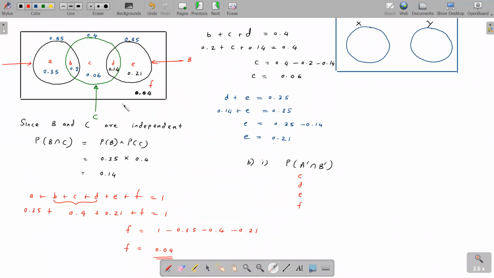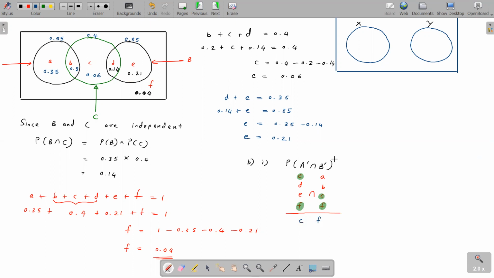B dash is outside circle B. Outside circle B, the regions are A, B, C, and F. Okay, so intersection of both of them. Intersection means a common thing. So what's common to both of them? We can see region C is common. C is common, D is not common, E is not there, F is common. So for A dash intersection B dash, we have region C and region F as the common regions.